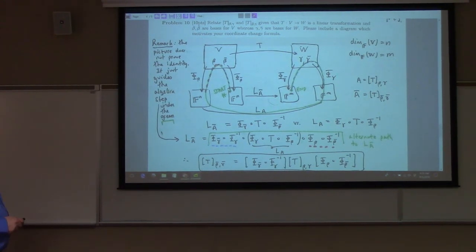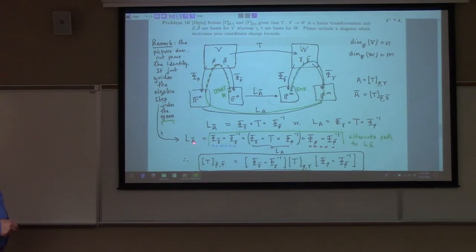But this is basically what I was looking for. I said include a diagram which motivates the coordinate change formula. The diagram does not prove the coordinate change formula, right? But if you look at this diagram, you can see why left multiplication by the A matrix is the same as left multiplication by the A bar matrix if we also adjoin to that this mapping and then that mapping. So that's where I get this equality.